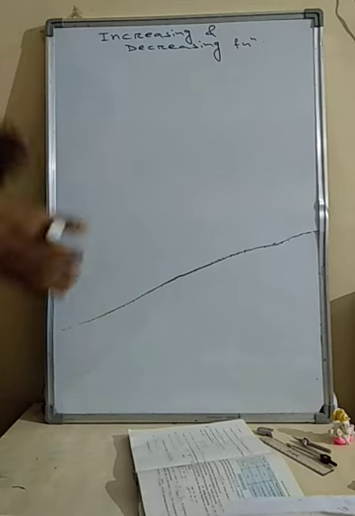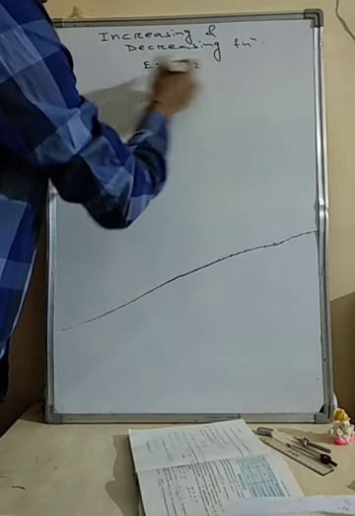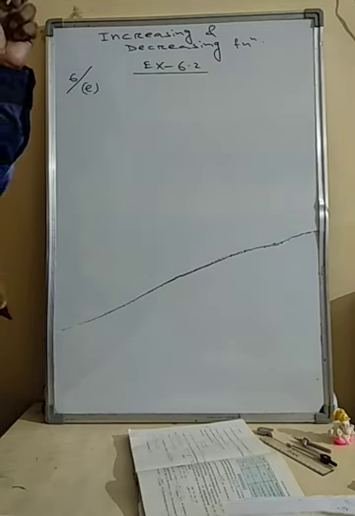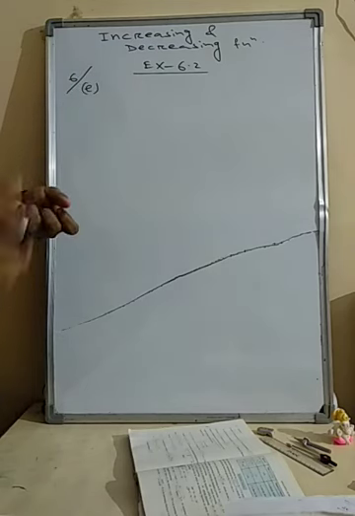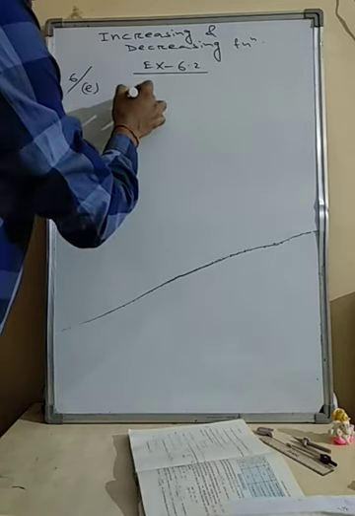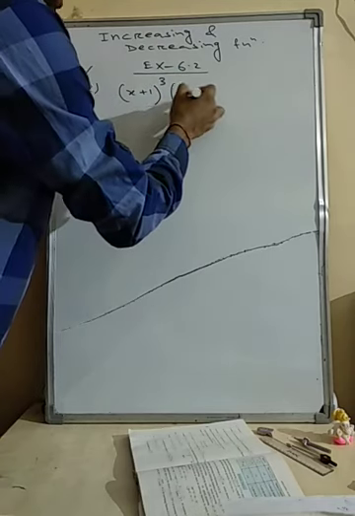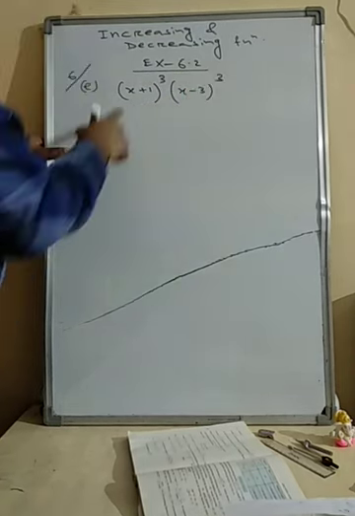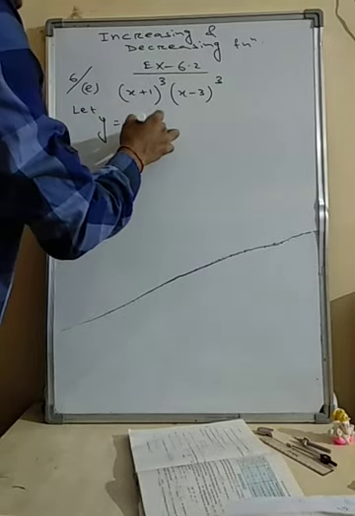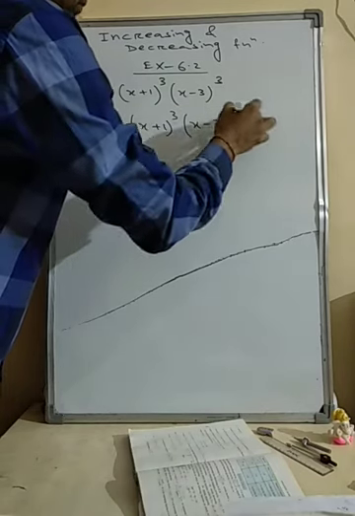It is given question number 6, exercise 6.2, question E. It is given, find the interval in which the following functions are strictly increasing or strictly decreasing. The function is given actually (x plus 1) whole cube, then (x minus 3) whole cube. So here we will give this name, let y equal to (x plus 1) whole cube into (x minus 3) whole cube.